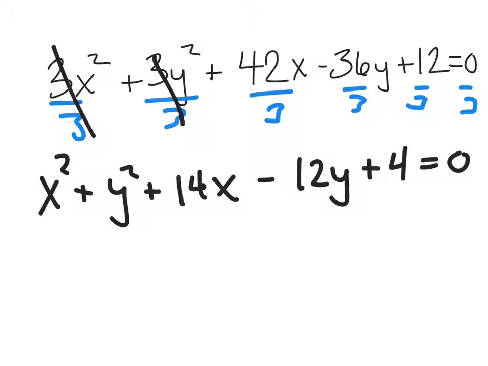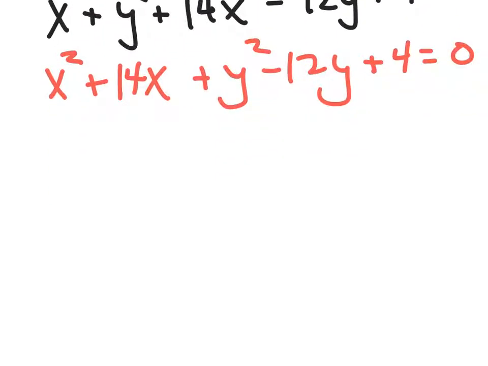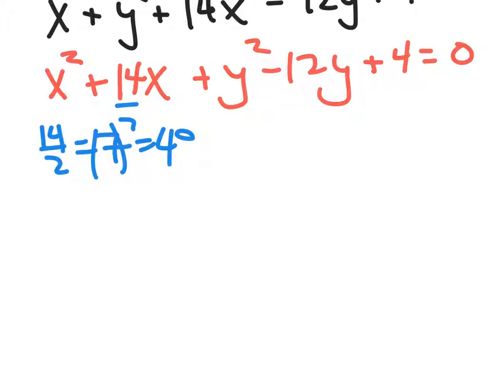Okay, so now I'm going to group them together. So x squared plus 14x plus y squared minus 12y plus 4 equals 0. Okay, we're going to complete that square twice. My b term is 14. 14 over 2 is 7. Wrap it up, squared, 49.